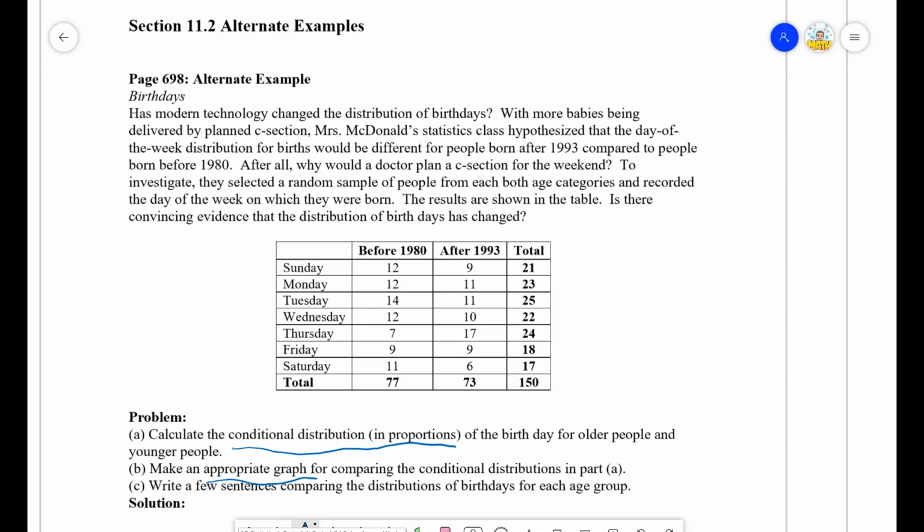Basically, the conditional distribution just simply means turn these into percentages. So instead of that being 12, it'll be 12 divided by 77, 12 divided by 77, 14 divided by 77. These numbers here would be divided by 73. These will be more meaningful if we can see percentages. If we can see that there's comparatively a higher percentage born on one particular day, and here we go, on Thursday there certainly looks like a big percentage difference between those two, and the student's hypothesis would be because people are scheduling C-sections on Thursdays.